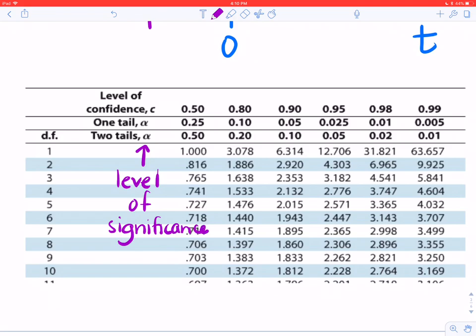But you're going to have a new parameter here as well, which is called the degrees of freedom. And when you're working with the means like we are, the degrees of freedom will always be n minus 1, where remember n is the number of values in your sample.